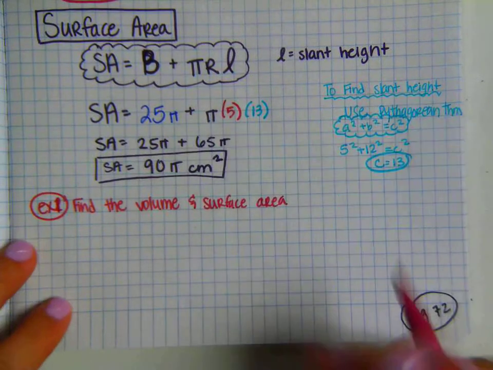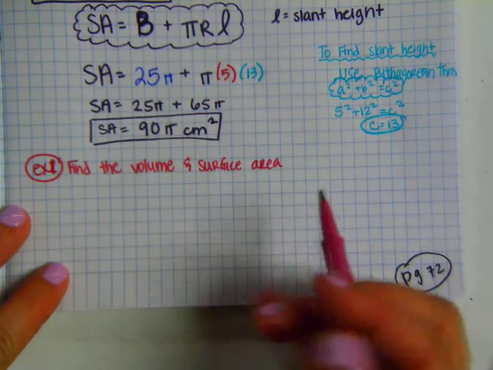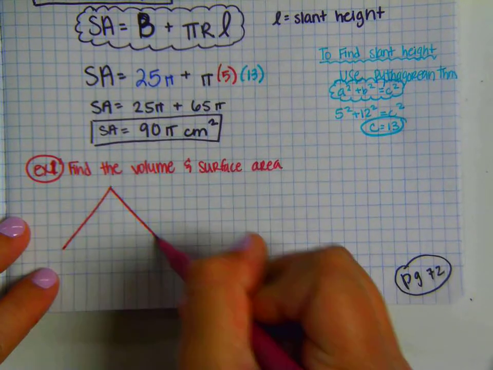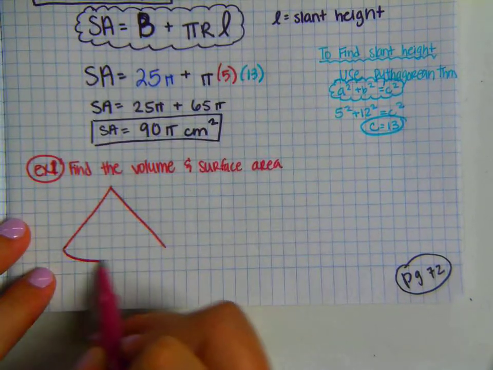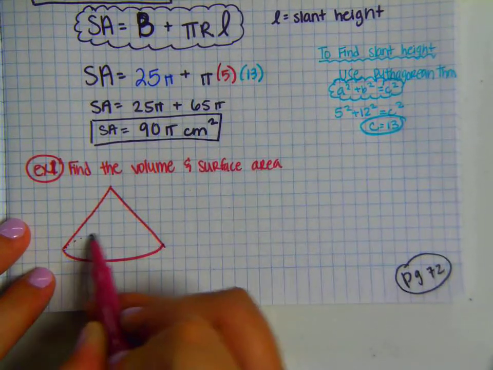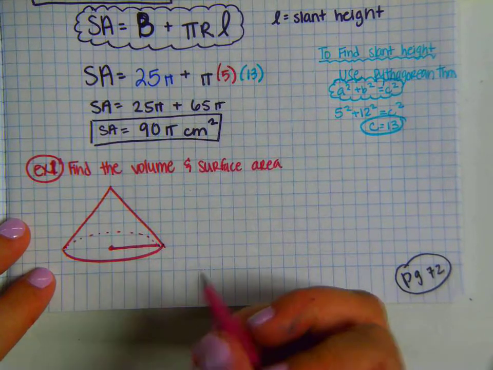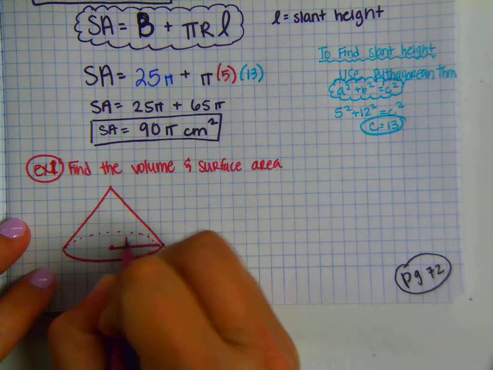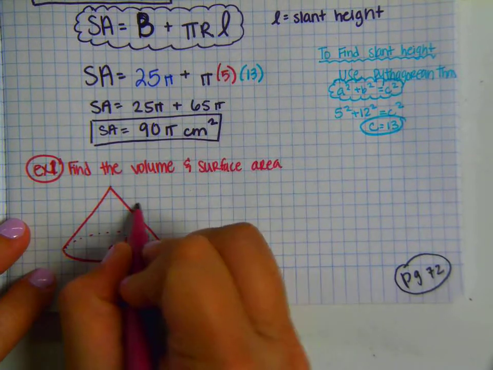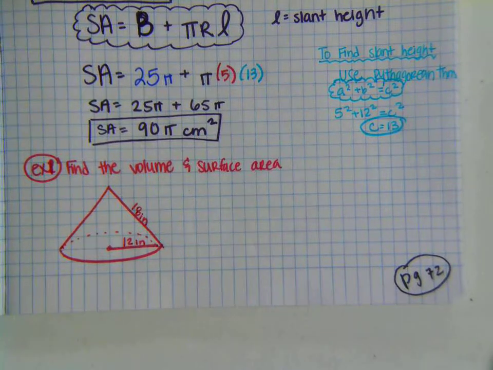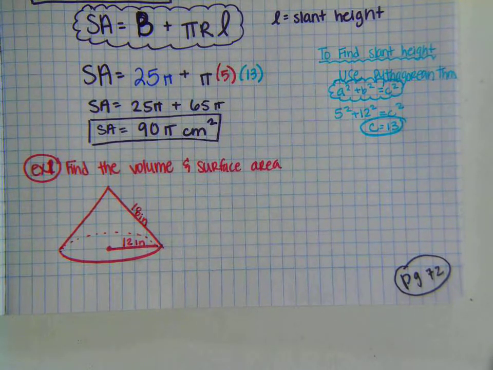Okay, so find the volume and surface area of this cone. Okay, and that's what I'm going to be giving you. So go ahead and try to figure out the volume and the surface area of that cone.